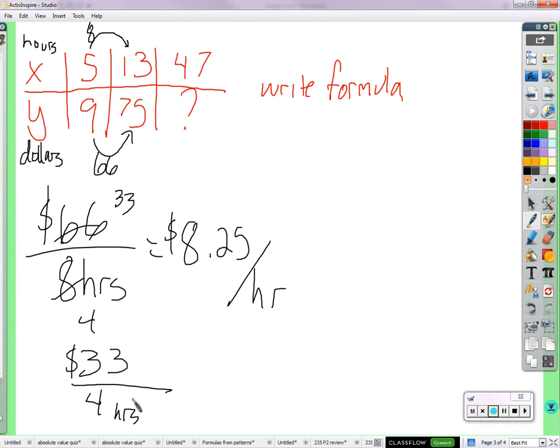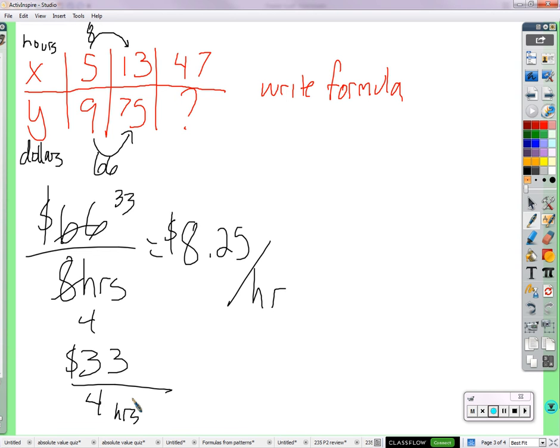If we were to go in chunks of 8 hours, we'd have to add $66. If we were to move over 4 hours, we'd have to move up $33. If we move over 1 hour, we'd have to move up $8.25. I'm saying over and up, making reference to a graph we might draw of these points. Does that make sense to everybody?